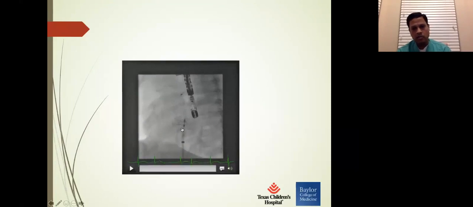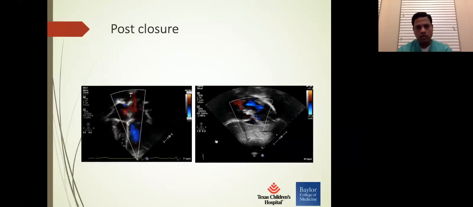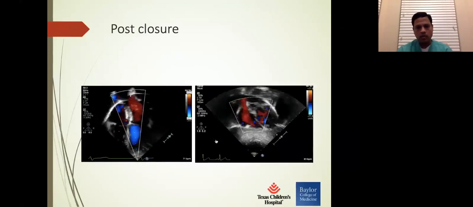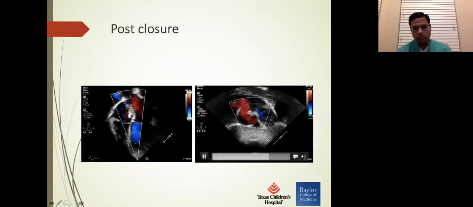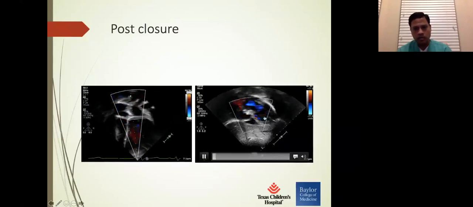Once you unlock the device, it reorients clockwise in this direction and would be more vertical than what it is right now. And as you can see, there is a TE probe to help assist in placement of the device. This is how it looks after the closure. This is an Amplatzer device, and this is a Gore device.